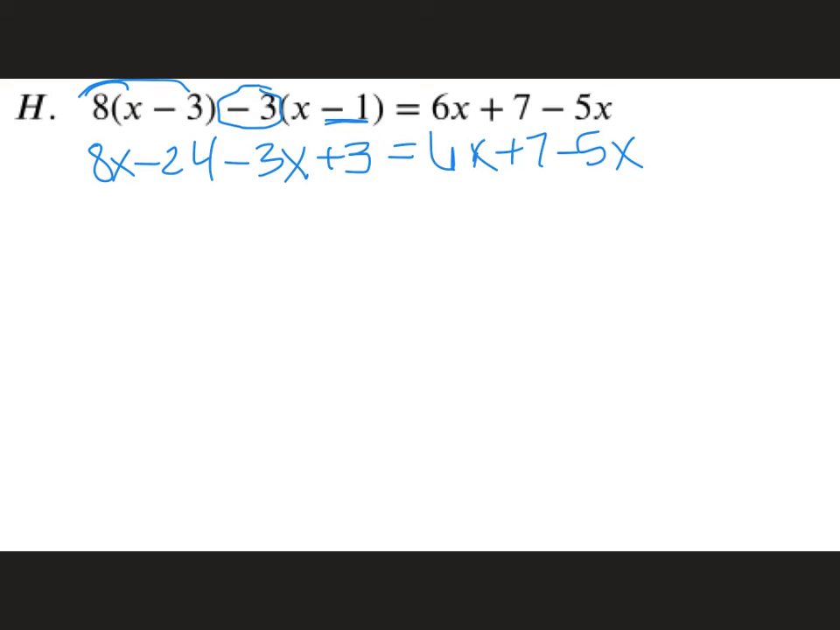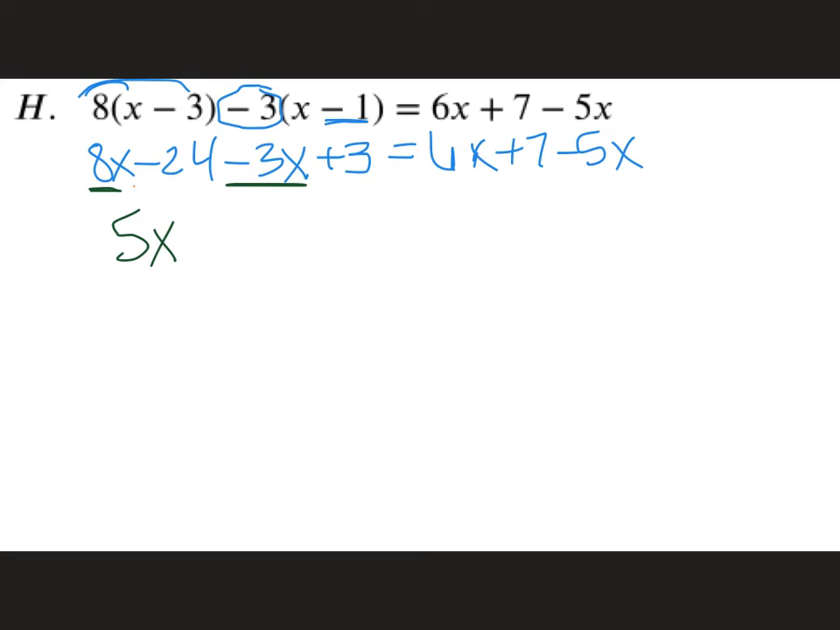You can only combine like terms on the same side of equals. So even though there are x's on both sides, I cannot combine them without trying to eliminate one from each side. So if I look here, I have 8x minus 3x. Again, keep those signs with them. Signs are really important when you're doing equations. 8x minus 3x would be 5x.